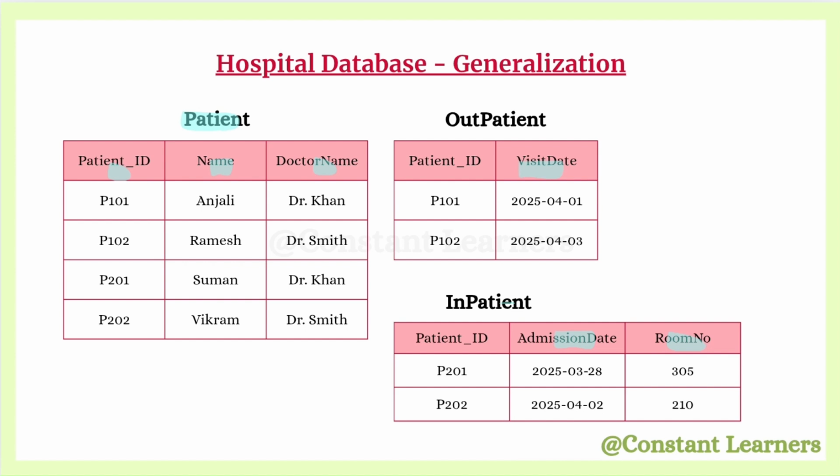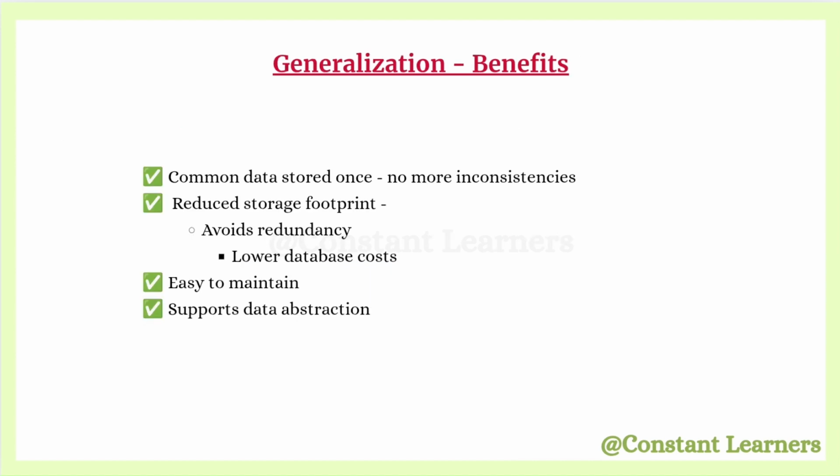What are the key benefits here? Single source of truth. The common data stored once means no more inconsistencies. There's reduced storage footprint, which avoids redundancy. That means lower database costs, right? The maintenance is simplified. Updates happen in one place, not scattered across the tables. And this leads to powerful data abstraction. You can run queries across all patients regardless of type while still preserving their specific differences, right?